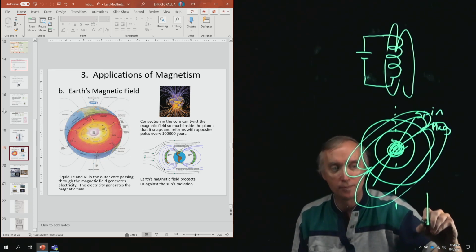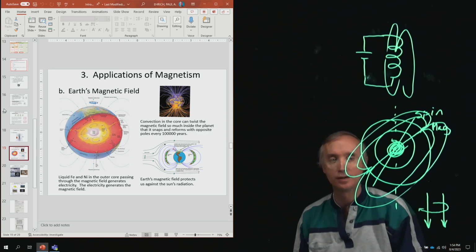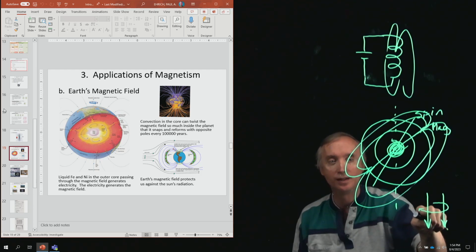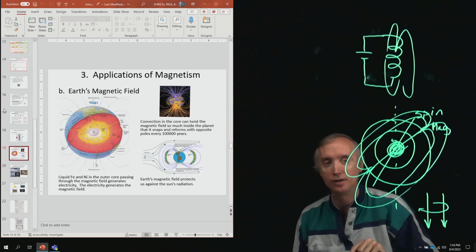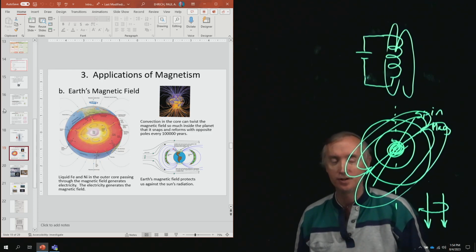So let's say you've got a magnetic field that's pointing like this, and then you've got materials that are made of metal and they're traveling through that magnetic field, it causes electricity. But what do we know about electricity? It creates magnetism. So the magnetism creates the electricity inside the Earth, which creates the magnetism, which makes the electricity. And this is called a geodynamo theory, and you can look this up on the internet if you want to.